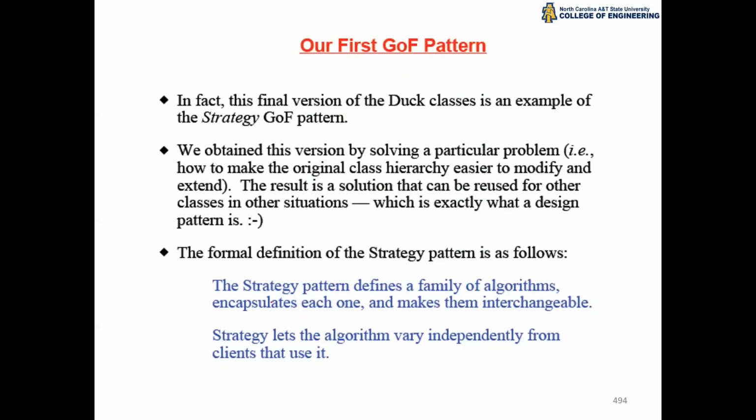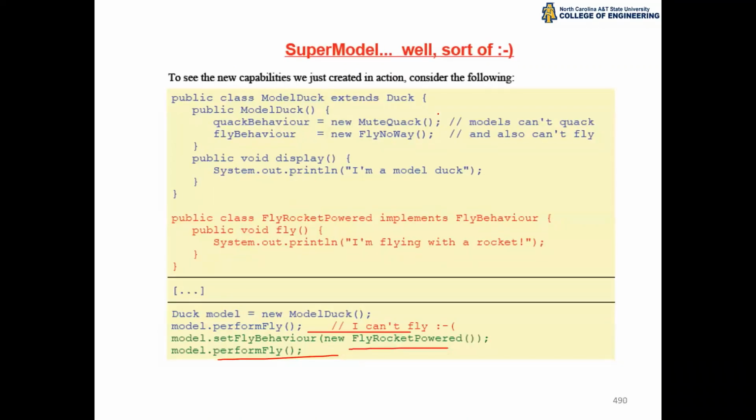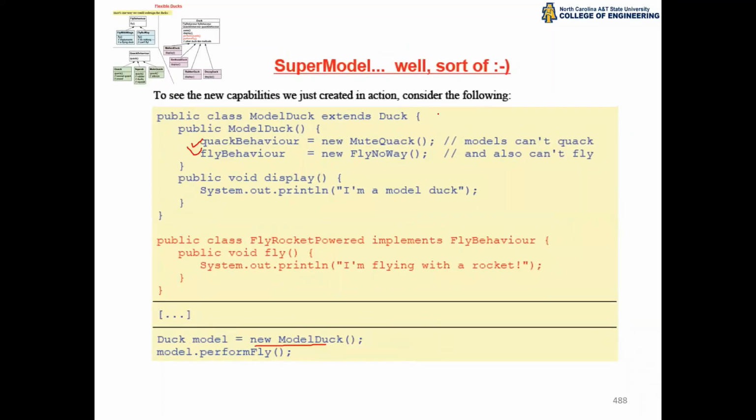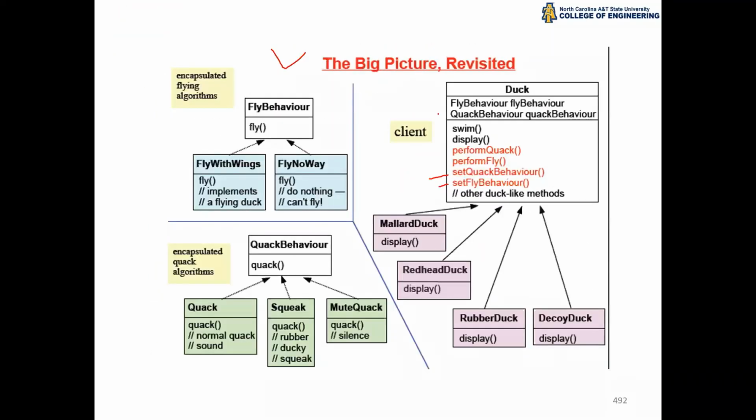The strategy design pattern defines a family of algorithms, encapsulates each one, and makes them interchangeable. The strategy lets the algorithm vary independently from clients that use it. This is the important thing, the strategy design pattern. This is called a Gang of Four pattern, GoF. So this is the story of how you should use the strategy design pattern. Any questions regarding the design pattern?